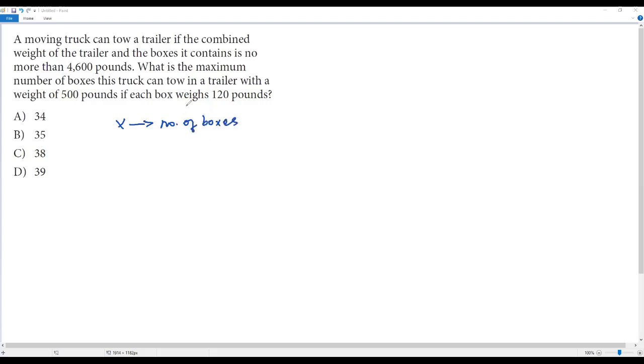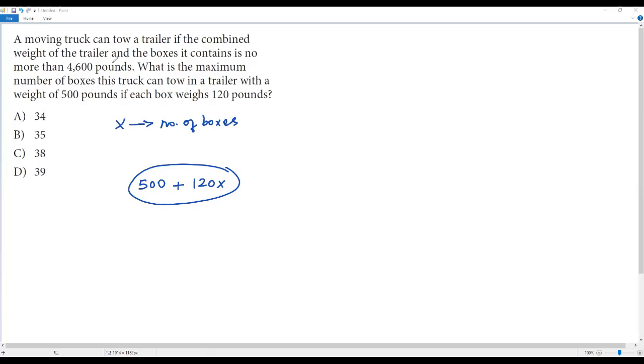Okay, it is given that the weight of the trailer is 500 pounds and the weight of each box is 120 pounds. Then what is the weight of X number of boxes? To find the weight of X number of boxes, I have to multiply the weight of one box, 120, by the number of boxes X, then 120X. So when I add them, I'm getting the total weight of the trailer and the X number of boxes. So this is the total weight the moving truck can tow.